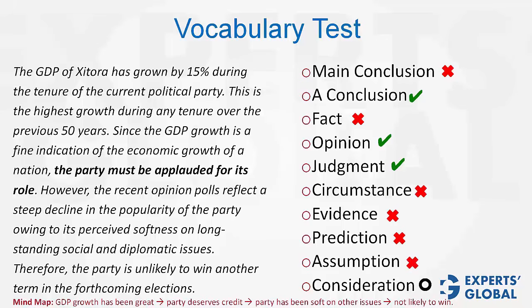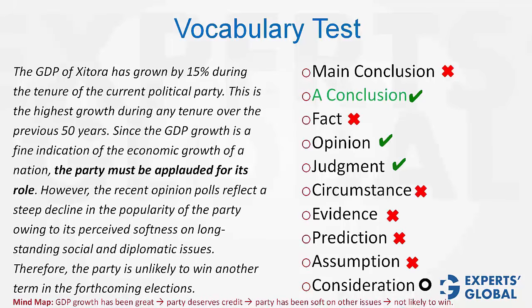Consideration is an okay-ish choice because the author has considered this intermediate conclusion in reaching the final conclusion that, despite this good part, the party is not likely to win. However, that is a weak choice. There are three strong choices: a conclusion, opinion, and judgment. Out of these, a conclusion suggesting an intermediate conclusion is the best by a distance, because this choice best summarizes the role of the boldface.